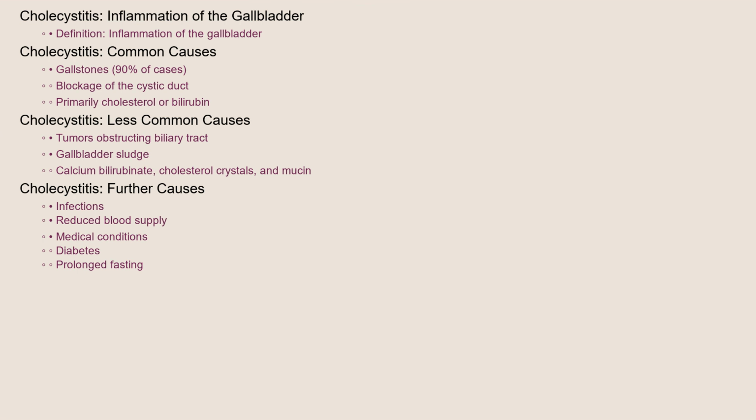But what triggers this inflammation? The most frequent culprit, in over 90% of cases, is gallstones. These hard deposits, primarily made of cholesterol or bilirubin, can block the cystic duct, the narrow tube that drains bile from the gallbladder. Less common causes include tumors obstructing the biliary tract, gallbladder sludge, a thick mixture of calcium bilirubinate, cholesterol crystals, and mucin, infections, reduced blood supply to the gallbladder, and even certain medical conditions like diabetes or prolonged fasting. Essentially, anything that prevents the gallbladder from emptying properly can lead to inflammation and subsequent cholecystitis.